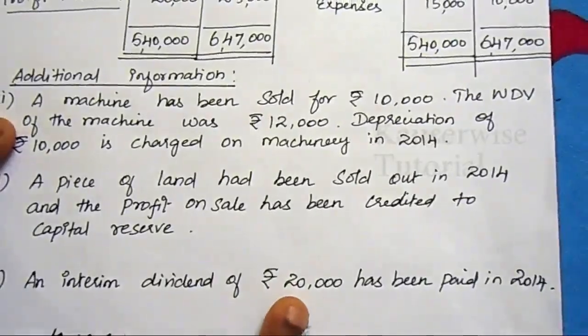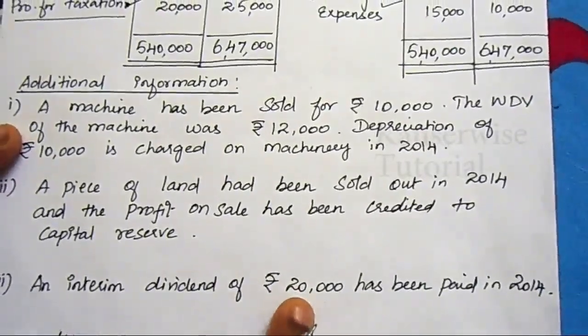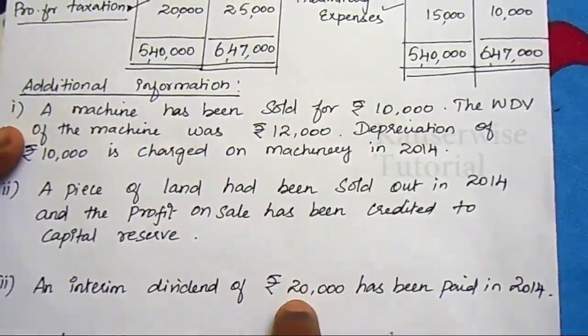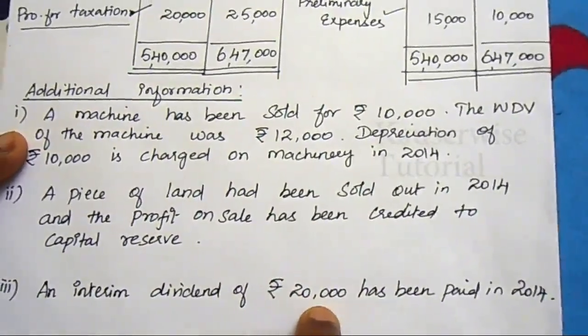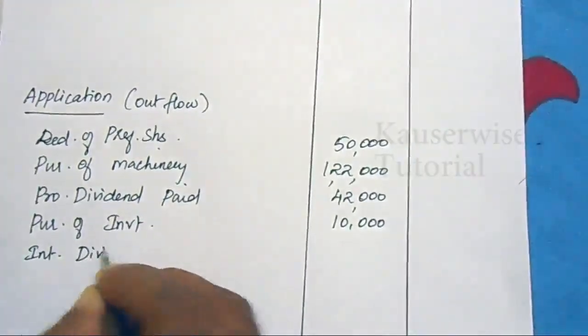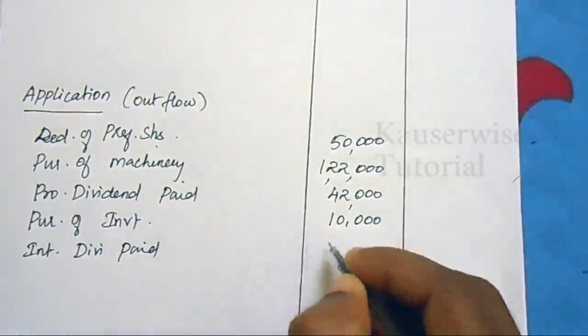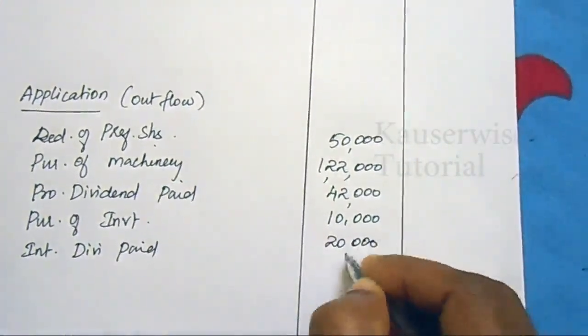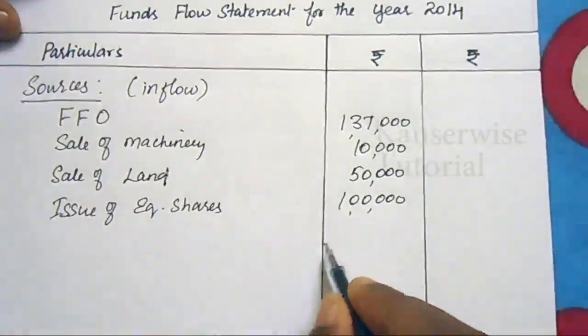Look at the last adjustment. Interim dividend 20,000. I already explained, this will be recorded in 2 places: one is fund from operation and the other is application of fund. Why? Because it is an outflow of fund. Interim dividend paid, 20,000.